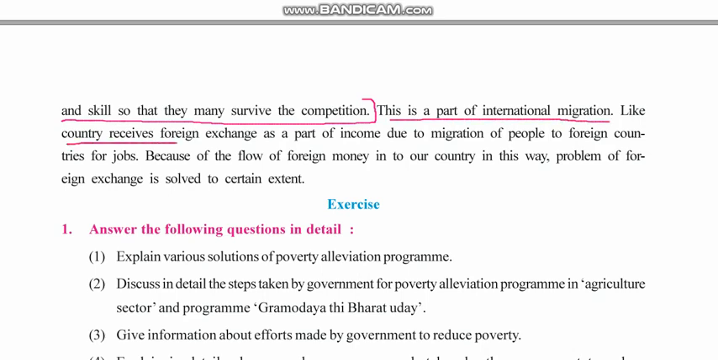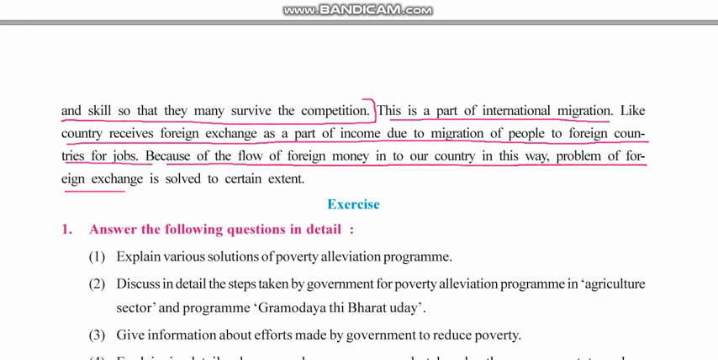Countries receive foreign exchange as a part of income due to migration of people to foreign countries in search of jobs. Because of the flow of foreign money into our country, the problem of foreign exchange is solved to a certain extent. The positive aspect is that many times the families of those who have migrated are still living in our country, and they send foreign exchange into our country. This way it is good for our economy also.